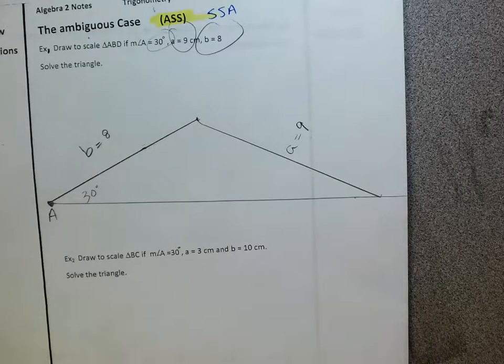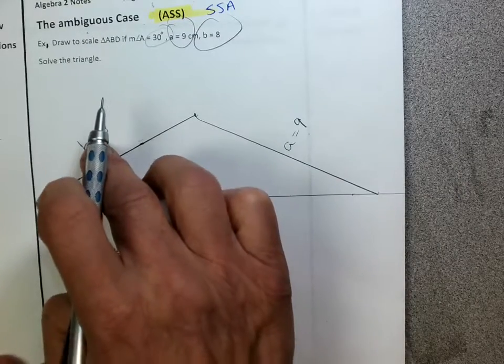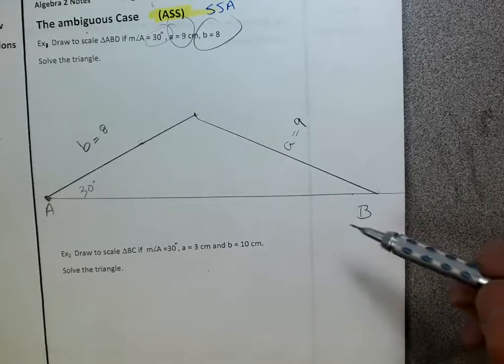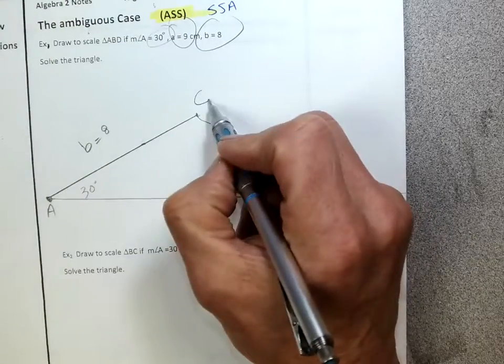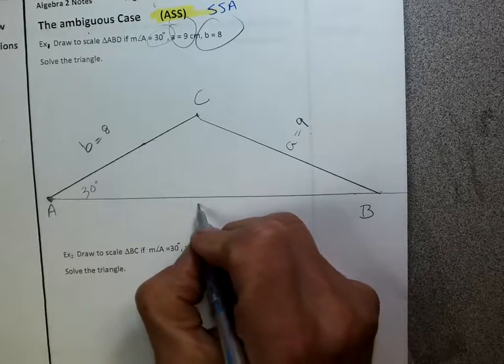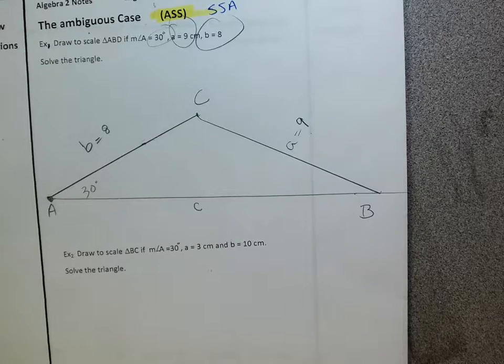Now, if this is side B, then this has to be angle B, right? And if this is AB, this has to be angle C. That makes sense. And then this would have to be side C. Okay. Now, I want to solve this triangle.